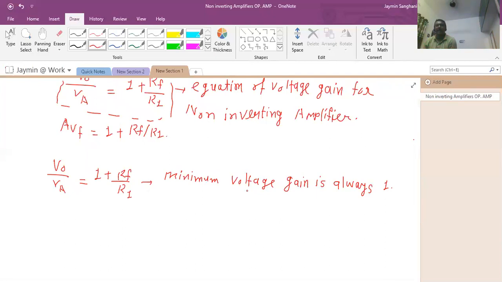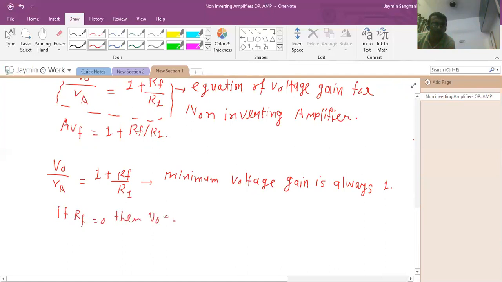If we consider RF equal to 0, at that time according to this equation, V out equal to V in. See this. If RF equal to 0, then V0 equal to VA. Means what? Sorry, it can be considered as RF equal to 0. RF equal to 0 means what? It can be considered as a unity gain amplifier.